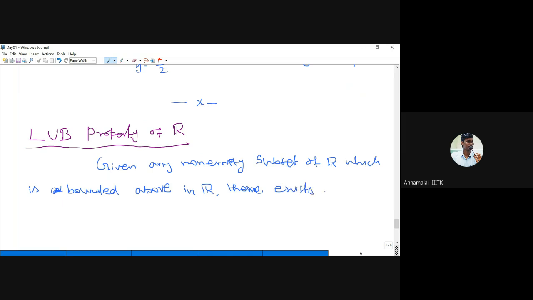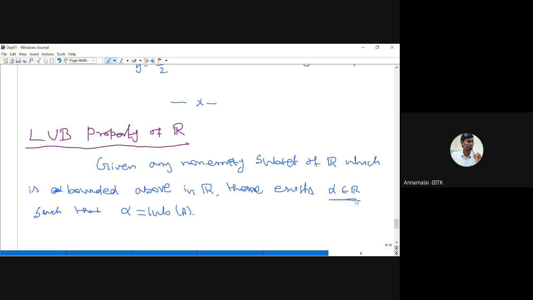There exists alpha in R such that alpha is the supremum, or least upper bound, of the set A. So what does the LUB property say? If you take any bounded above set, it definitely has a least upper bound, and that least upper bound should be in R, though it may not be in A.